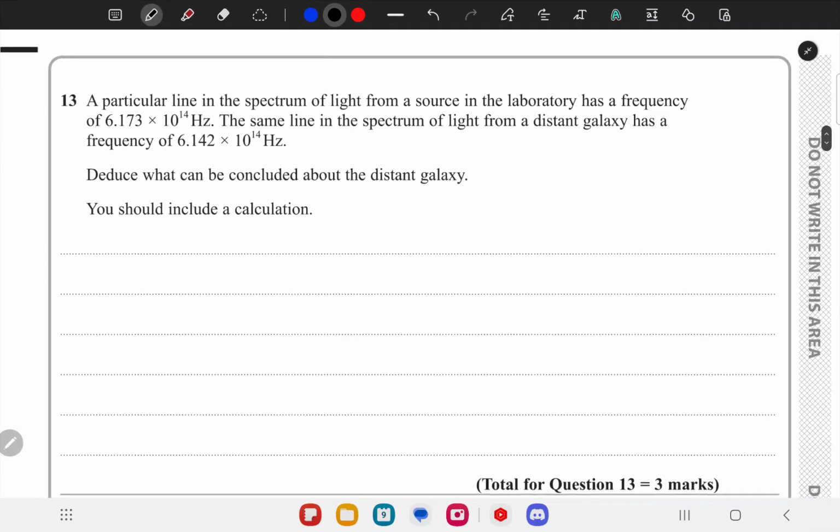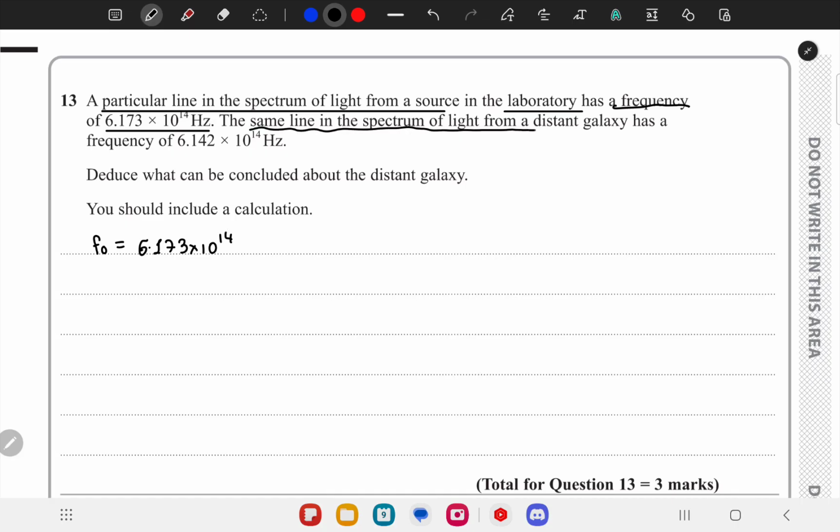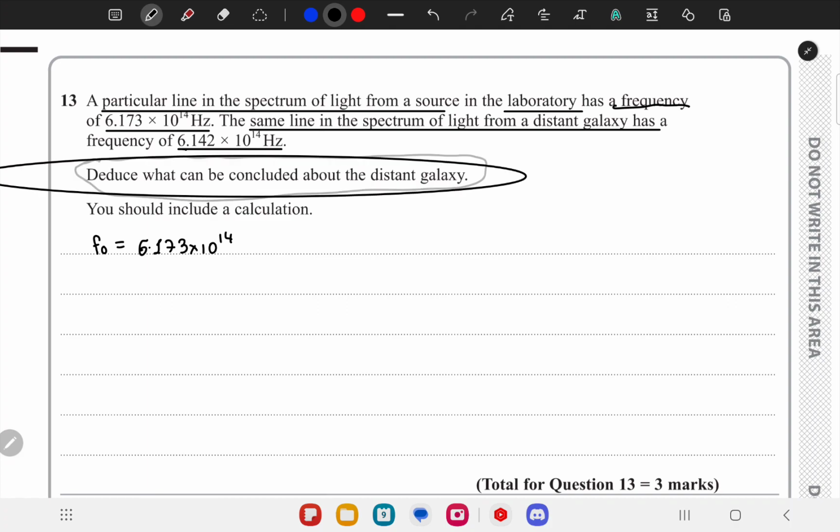Now in question 13, we are given that a particular line in a spectrum of light from the laboratory has a frequency of 6.173. So this is f naught, the laboratory value, 6.173 into 10 to the power 14. We are given that the same line of spectrum from a distant galaxy has a frequency of 6.142 into 10 to the power 14 hertz. We have to deduce what can be concluded about the distant galaxy.